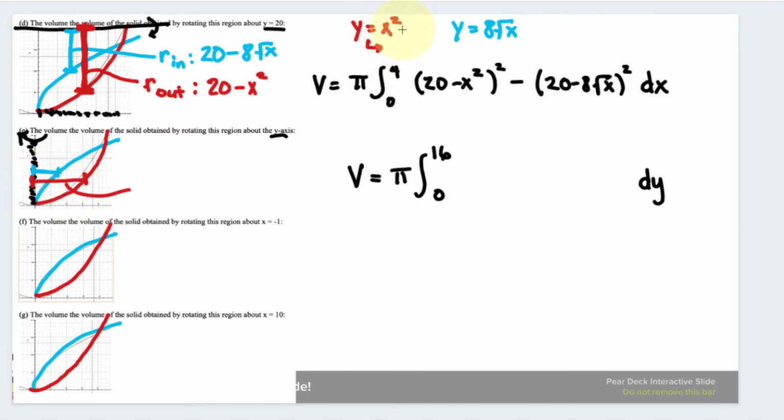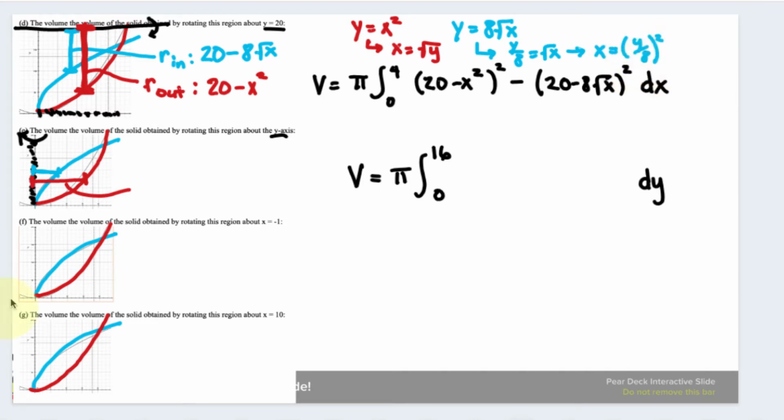So y equals x squared is the same thing as x equals root y. Technically it's plus or minus root y, but I only have this side of the curve, right? I don't have this side of it, so I don't have the negative. I just have the positive. And then y equals 8 root x. Well, let's go ahead and divide both sides by 8. y over 8 equals root x. And then let's square both sides. So we get x equals (y over 8) squared. You could have y squared over 64 or just leave it like that.